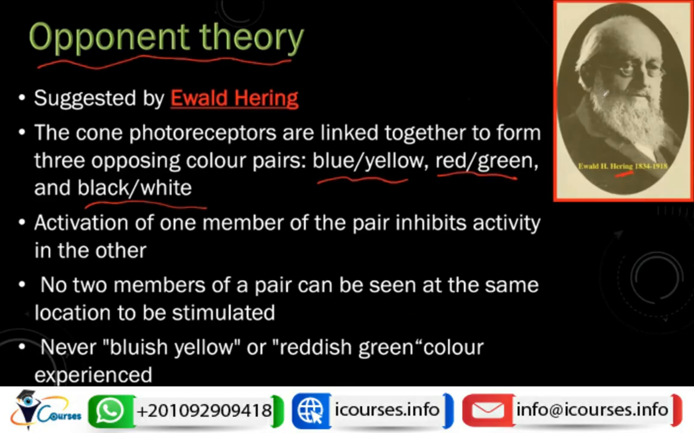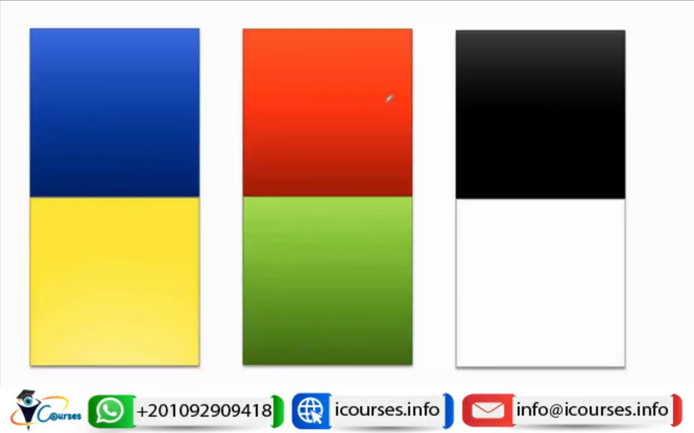So according to Hering, we have different combinations of photoreceptors. There are photoreceptors which receive the yellow and blue. There are photoreceptors which receive the red and the green. There are photoreceptors that will receive the black and white. And if we have a red stimulus, this stimulus will stimulate this group of cones, causing stimulation of the red and inhibition of the green.